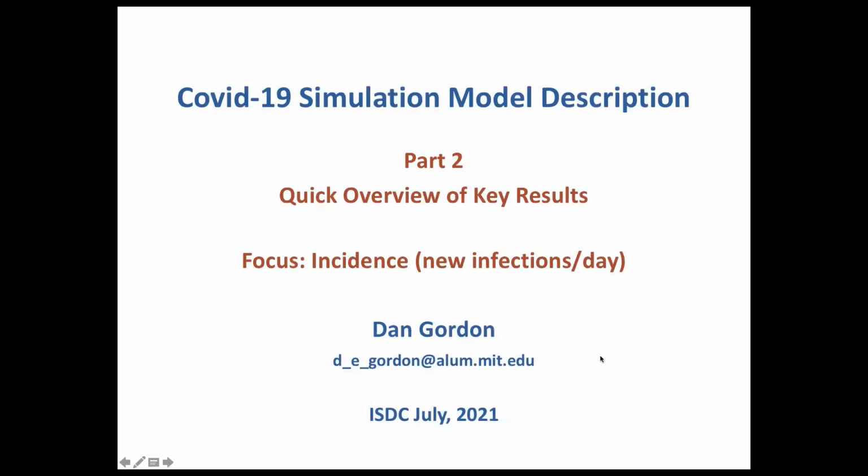In the first part of this presentation, Ali described the workings and reasonings of the model. I'd like to show you some of the results that it has yielded. We're going to focus on one output variable, probably the most important one, the incidence rate, that is, the number of new infections per day that occur in our hypothetical population.